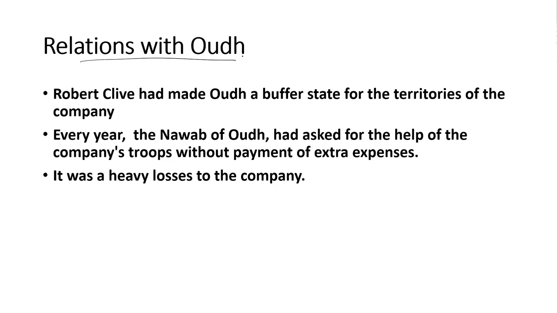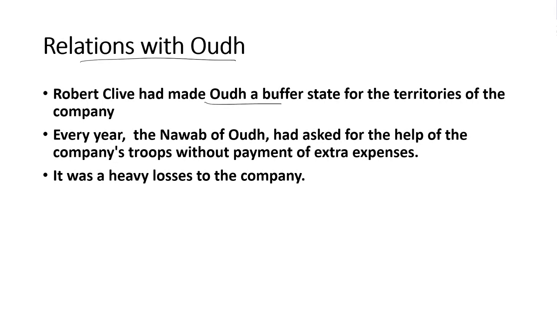Relations with Oudh. First of all, we will be looking at the relations Warren Hastings made with Oudh. Robert Clive considered Oudh as a buffer state. You may recall that Robert Clive entered into a treaty with the Nawab Shuja-ud-Dawla of Oudh in 1765. Under this treaty, Kora and Allahabad were handed over by Shuja-ud-Dawla, the Nawab of Oudh, to Shah Alam II, the Mughal ruler.